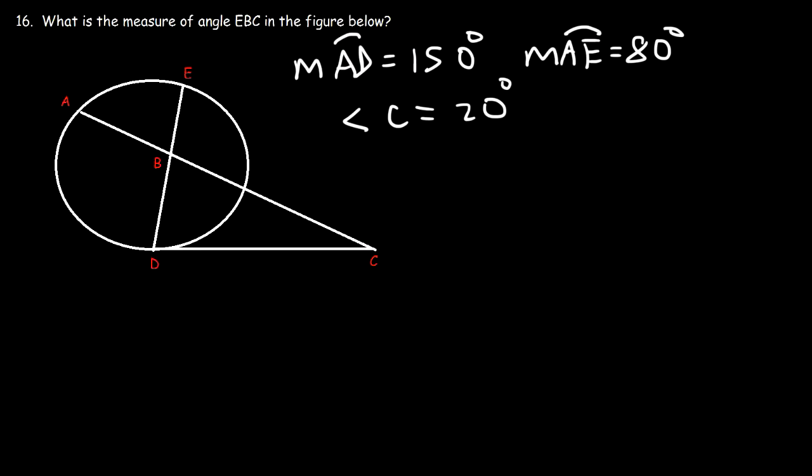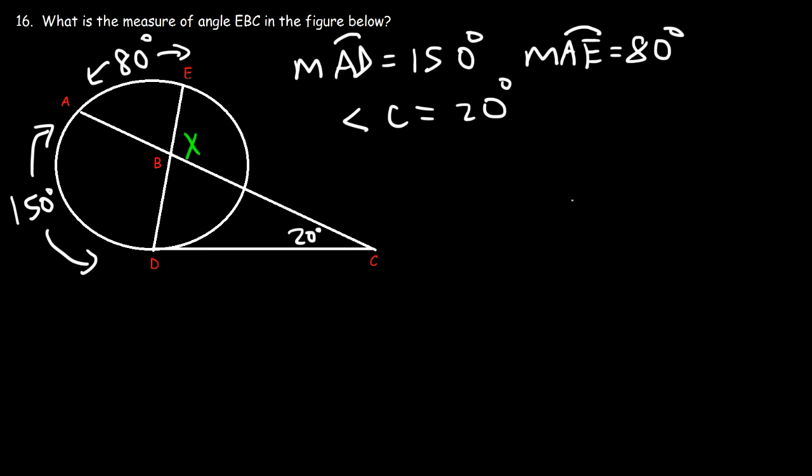What is the measure of angle EBC in the figure below? So we need to calculate this angle right here, and let's call it x. Now we're given the measure of arc AD, and so that's 150 degrees. And arc AE is 80 degrees. And angle C is 20. So with that information, how can we calculate the value of x?